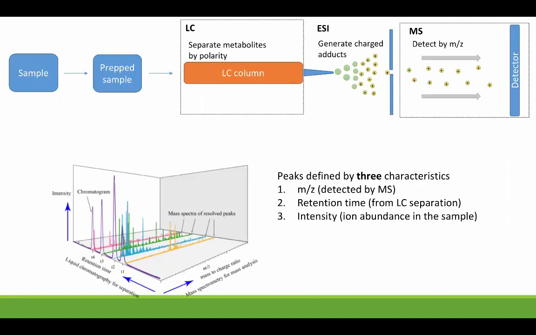So just to reiterate, these peaks or features or signals or whatever you may call them, they reflect metabolites, and they're defined by 3 characteristics. You have your m/z, or your mass over charge, which is what's detected by the mass spectrometer, or the MS. Their retention time, which is a reflection of the chemical properties that are used for the liquid chromatography separation. And then third is the intensity, which is just the abundance of that particular ion in your sample.